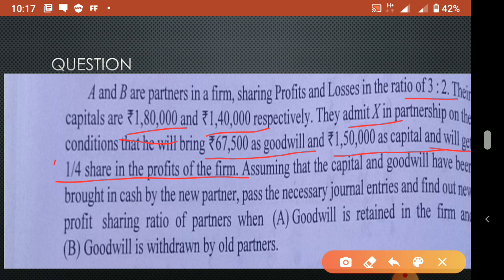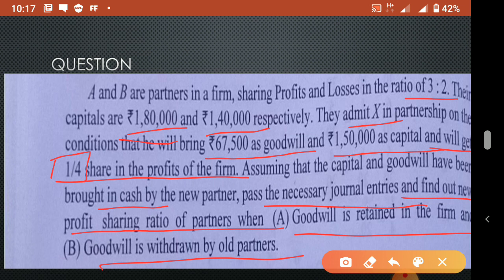The new partner's share is this, assuming that the capital and goodwill have been brought in cash by the new partner. So both the capital and goodwill he brought in cash. Pass journal entries and find out the new profit sharing ratio of the partners when goodwill is retained in the business and when goodwill is withdrawn by the old partners. Under these two cases we have to calculate. They are asking for calculation of the new profit sharing ratio also. Already I told you, to divide goodwill we need the sacrificing ratio. But in this question the old ratio is given and the new partner's share is given, the new ratio is not given.